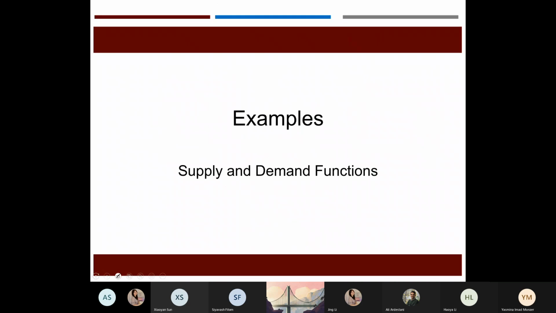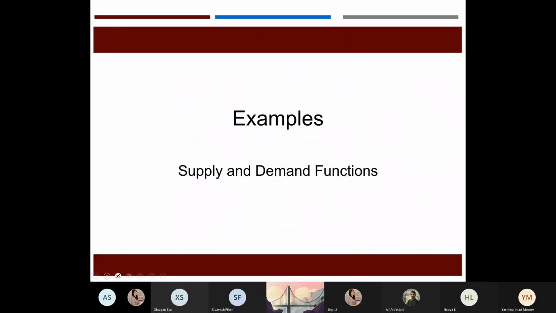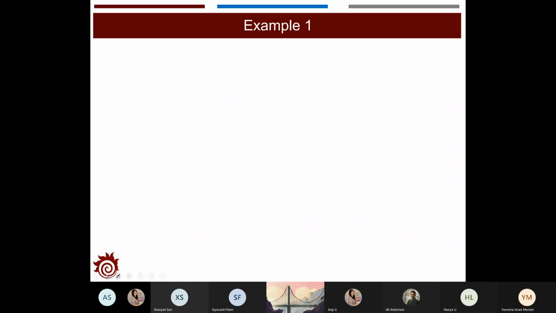Okay, so with that, I finished all the introductions about the theoretical background of the microeconomic theory. And now let's see some examples about how we can use those theoretical analyses to calculate the number of trips and to find the optimal solutions for certain realistic scenarios.